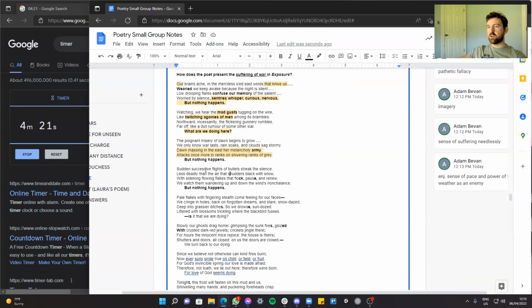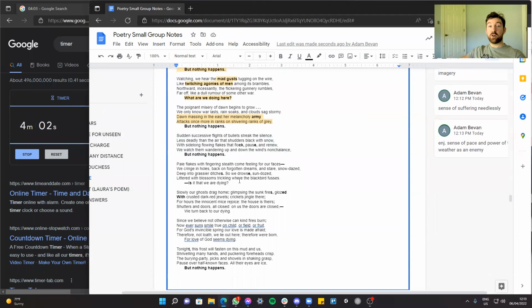Sudden successive flights of bullets streak the silence, less deadly than the air that shudders black with snow. With sidelong flowing flakes that flock, pause and renew, we watch them wandering up and down the wind's nonchalance, but nothing happens. Nothing immediately dives out at me that adds to what I've already said, so that's fine. Sometimes, especially in a longer poem, you might not go into every stanza in detail. Obviously, you've got the repetition here, though.